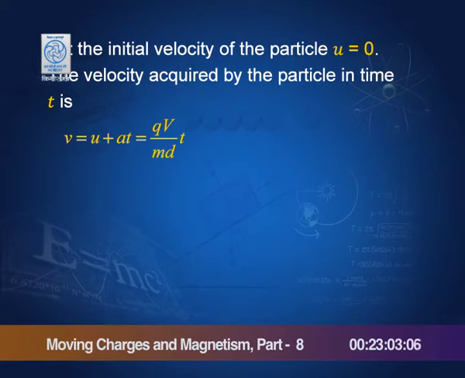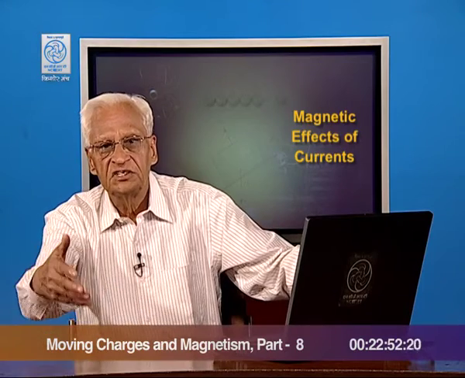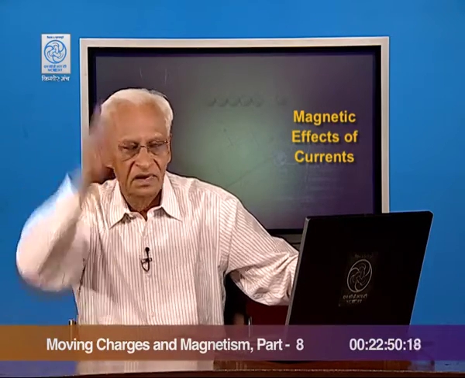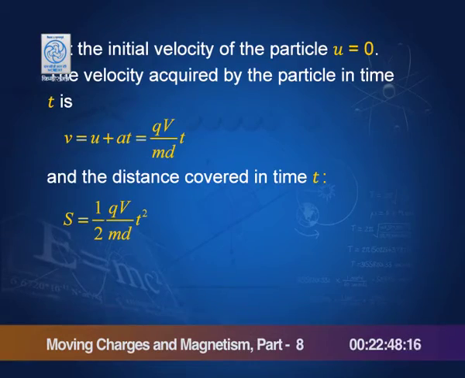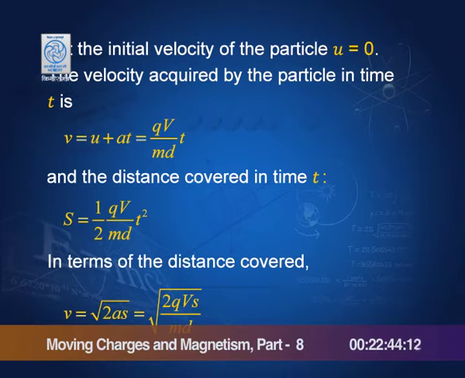We use v equal to u plus at to find out the velocity after a certain time t, when the particle starts with initial velocity 0. Similarly, s equals half g t square, you remember from gravity. So, half a t square is half qV by md times t square, and in terms of the distance covered, we know v is equal to square root of 2as. So, we substitute the value of a and we get 2qVs divided by md, and square root of that.